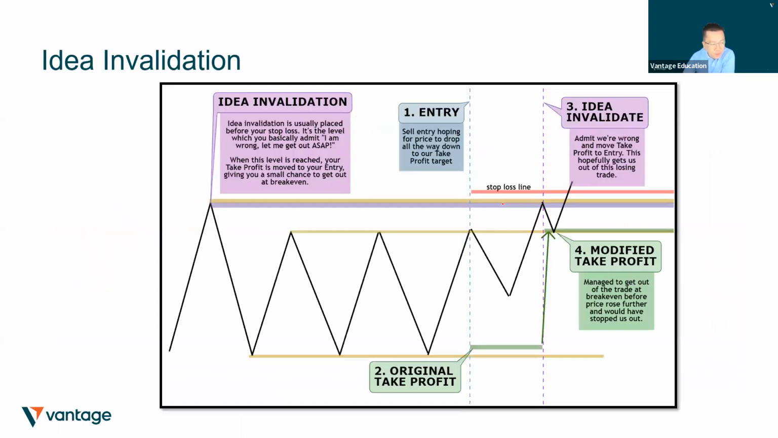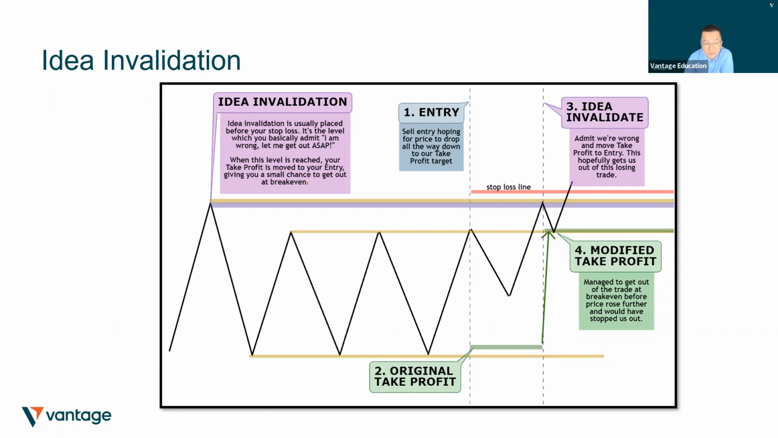Good. So the next thing to consider is idea invalidation, right? What's an idea invalidation? Idea invalidation is usually placed before your stop loss. It's the level where you basically think, hey, my analysis is wrong or very close to being wrong. How do I try and get out of this trade in the best possible situation? So when this level is reached, your take profit is moved to your entry, giving you a small chance to get out at break even, right?